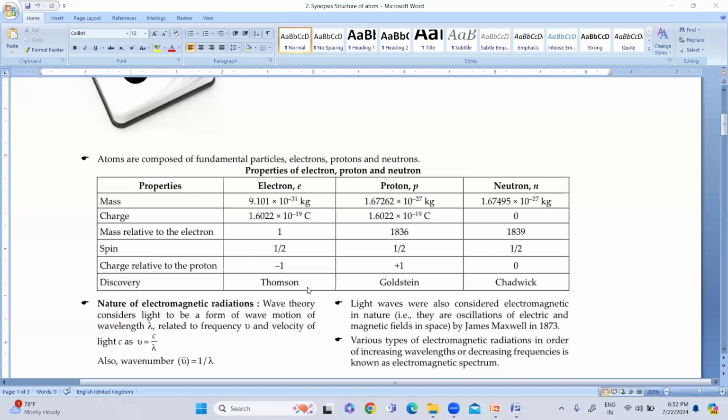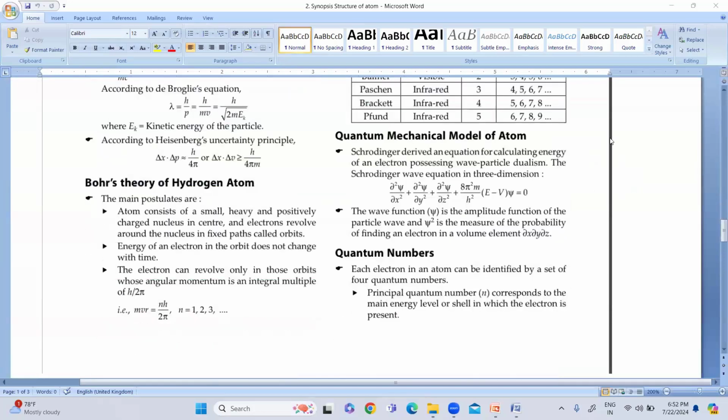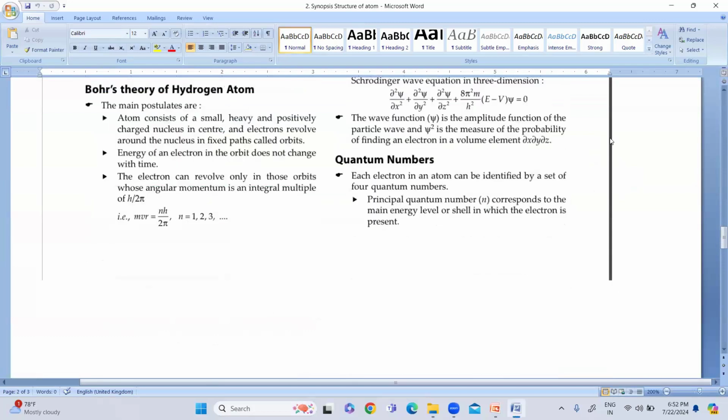Do you know what quantum numbers are? Whenever we are discussing an electron, each electron is represented by a set of four quantum numbers. And what are the four quantum numbers?